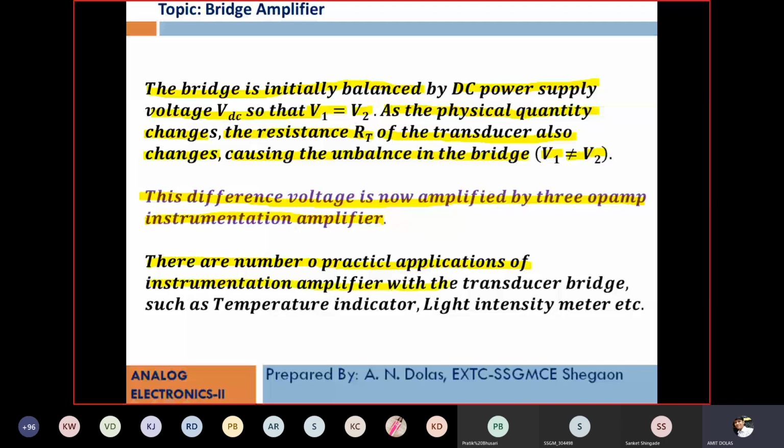There are a number of practical applications of the instrumentation amplifier with the transducer bridge, such as a temperature indicator, light intensity meter, etc. So we'll have one example of a temperature controller using an instrumentation amplifier and bridge.